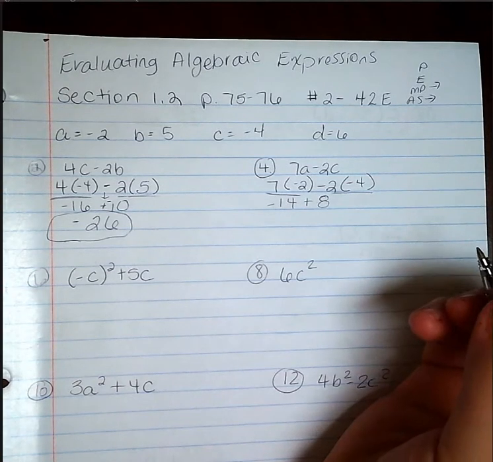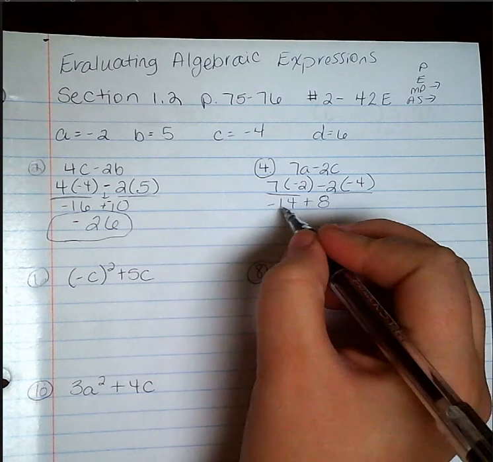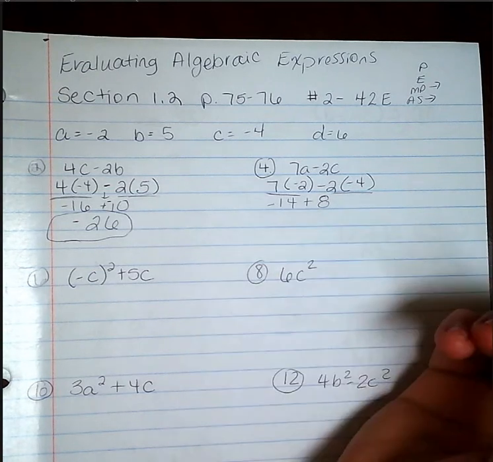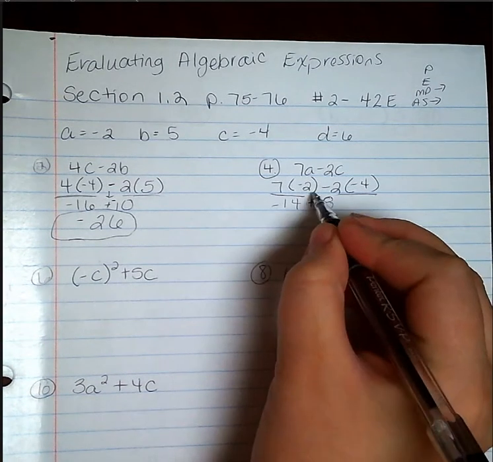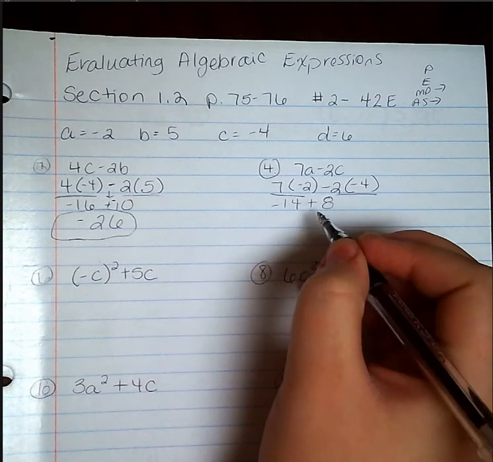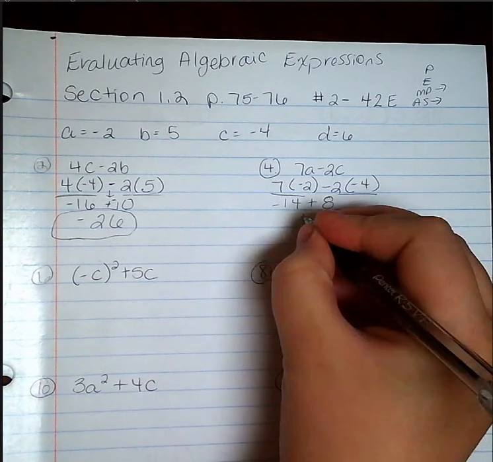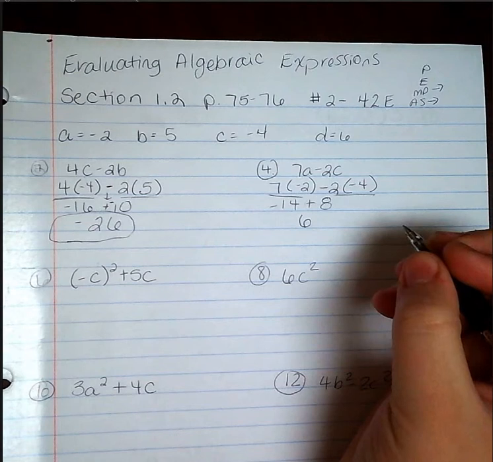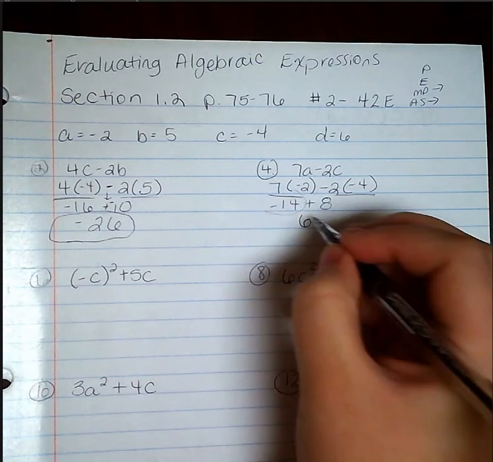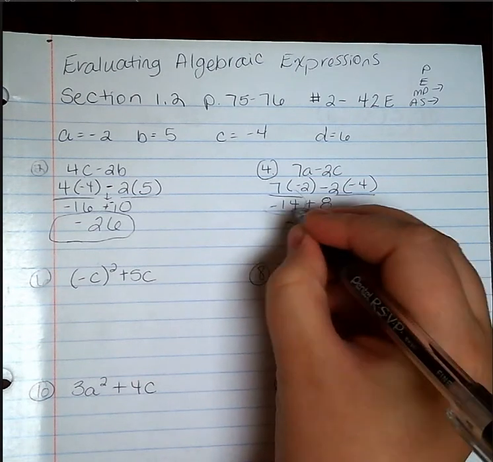So now we've got negative 14 plus 8. You're adding, and your signs are different, so that means you're going to subtract. 14 minus 8 is 6, and the negative was the larger number, so our answer is negative 6.